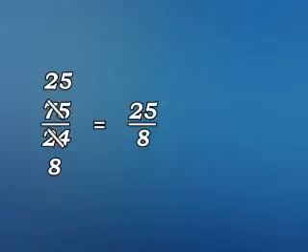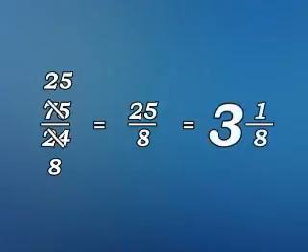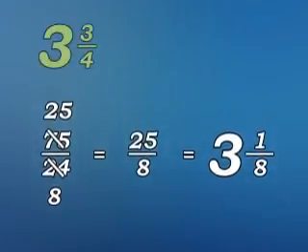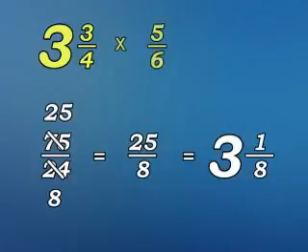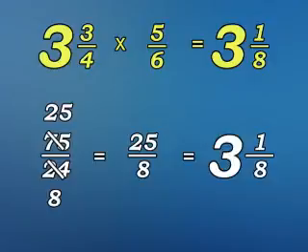25/8 becomes how many wholes? 3 times 8 is 24. So it becomes 3 1/8 left over. So if you multiply 3¾ by 5/6, you get a smaller number. 3¾ has become 3 1/8.